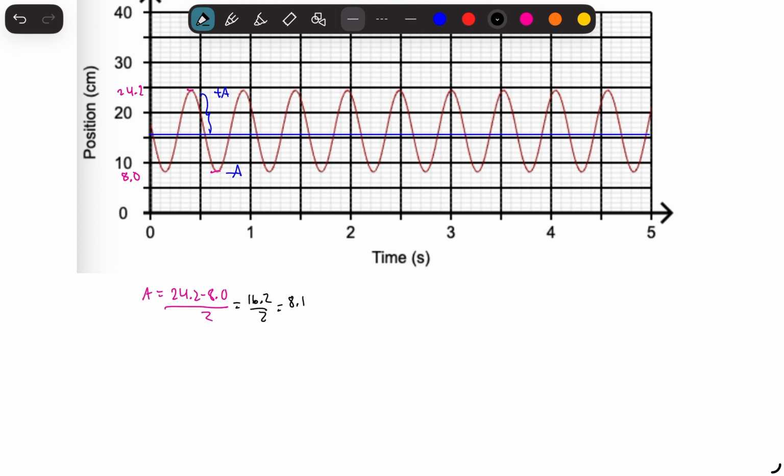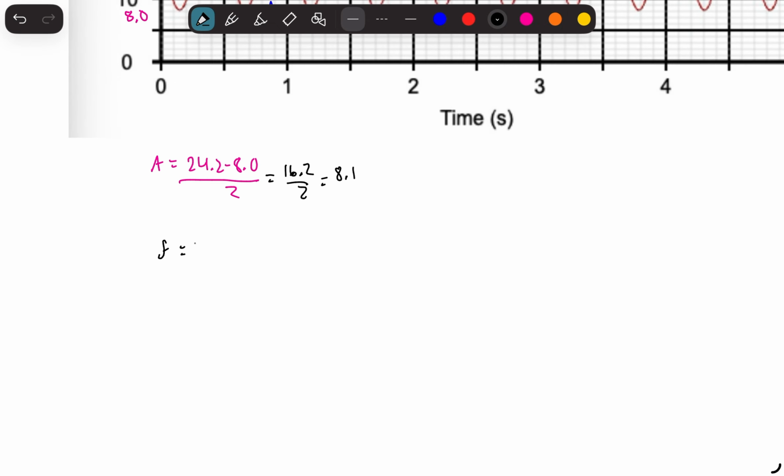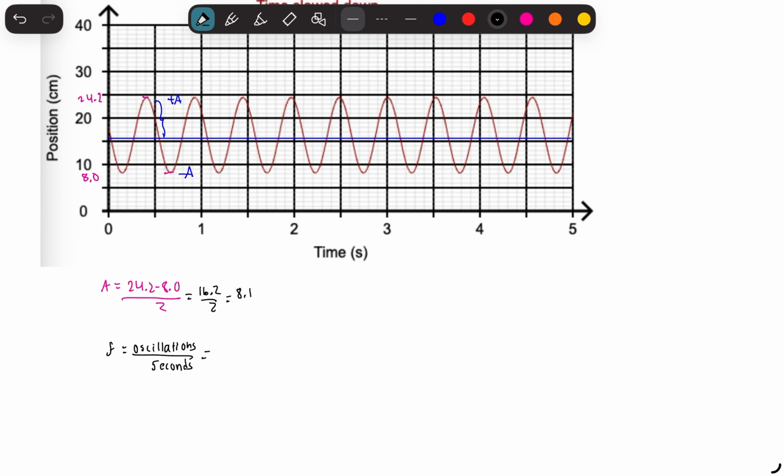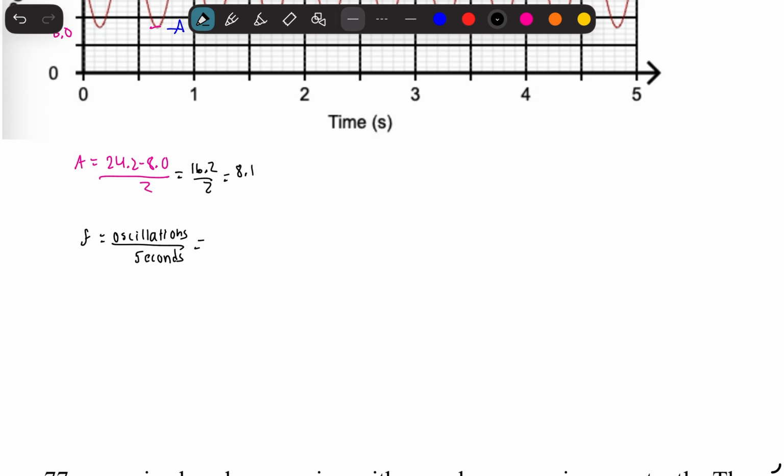Now you have to find your frequency. Your frequency is oscillations over seconds. Just like before, we count how many oscillations we have: 1, 2, 3, 4, 5, 6, 7, 8, 9, and then a little bit more than a 9, so it's like 9.6. So 9.6 divided by 5 seconds is equal to 1.92.